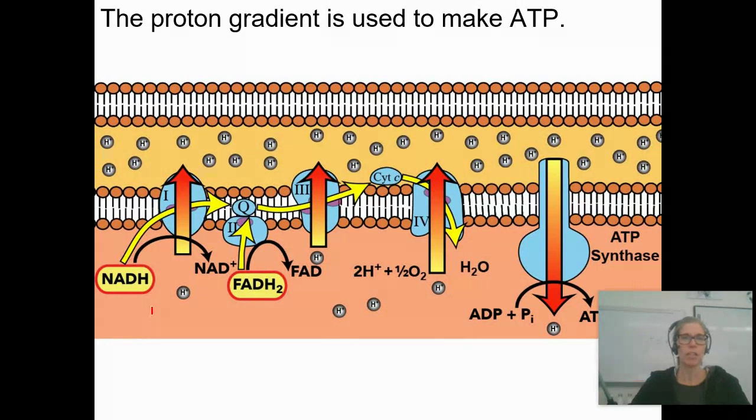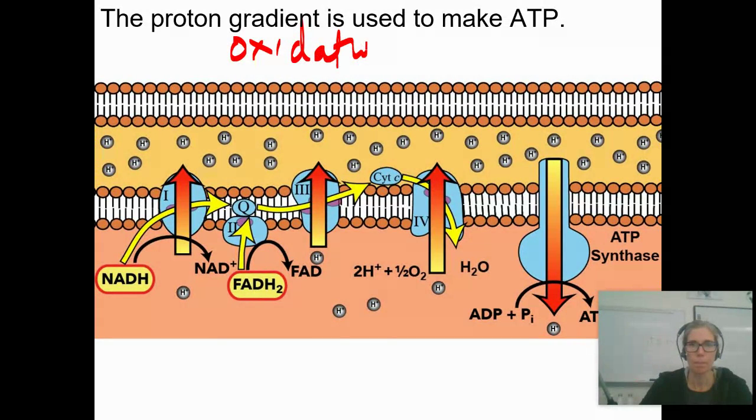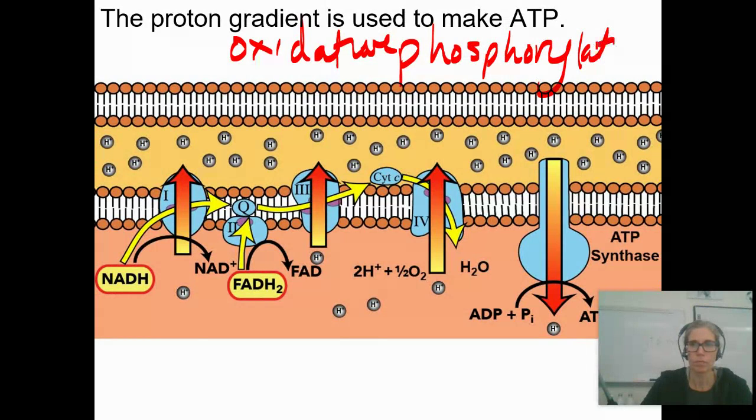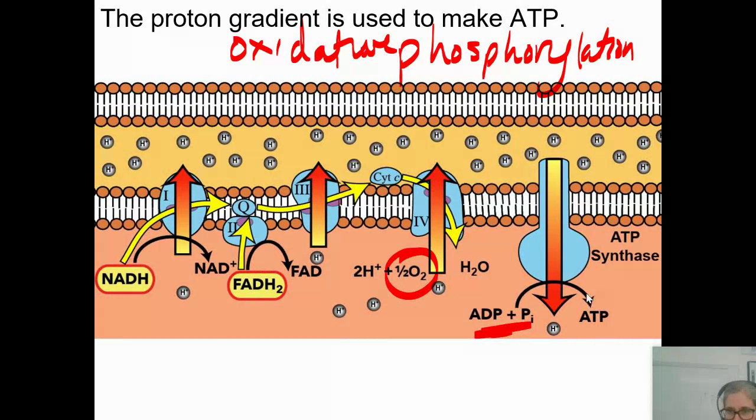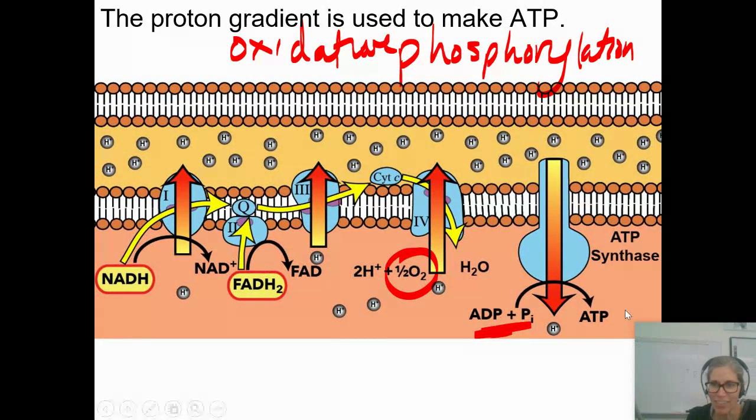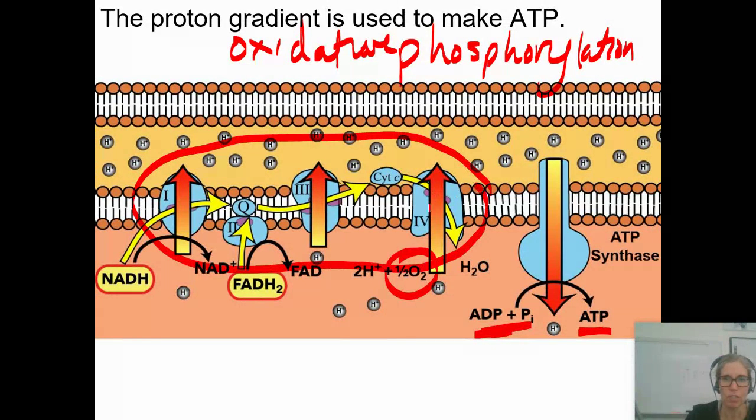Welcome to AP Biology. Today I want to talk about oxidative phosphorylation. So oxidative because oxygen is involved, and you phosphorylate ADP to make ATP, which is this part right here. And so last time we talked about the electron transport chain, which is this part.